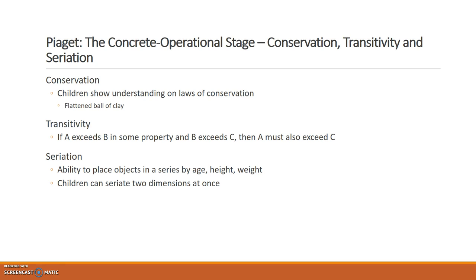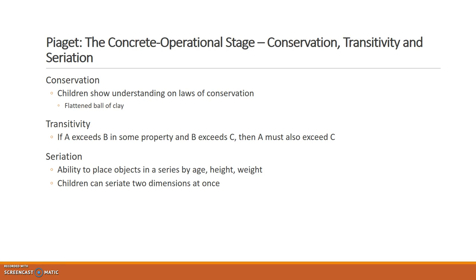So here again, we see the law of conservation. I'm giving you the example of the flattened ball of clay. They also develop the idea of transitivity, and you've all seen this before. Your book gives you an example. It says, if your parents are older than you are, and you are older than your children, are your parents older than your children? Well, of course. You understand that concept, and that shows us the example of transitivity. If A exceeds B, so if A is bigger than B, and B is bigger than C, then A must be bigger than C as well, and that's the idea of transitivity.